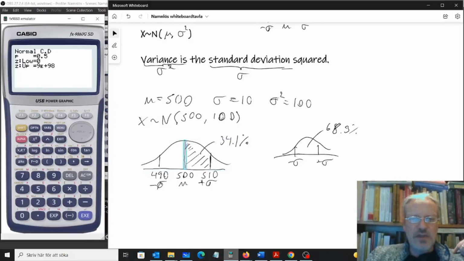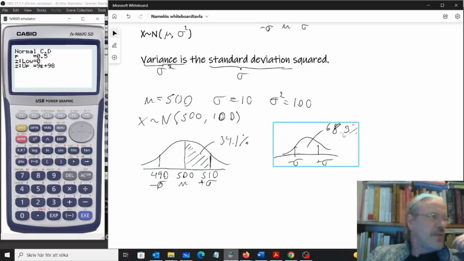The chance that you are above 500 grams is 50%. The chance that you are below is 50%. Because the total area under this curve should be 1 or 100%. Because the total probability is always 100%, right?